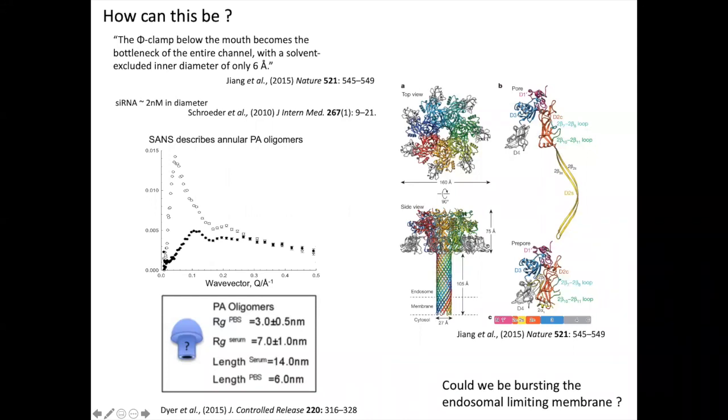We've made sure that our PA protein behaves in a predictable way. We've done small angle neutron scattering on the recombinant PA that we assembled into monomers. And the dimensions here agree with the dimensions published on PDB. However, this does beg the question, could we actually be bursting the limiting membrane of the endosome rather than having our material move through the lumen of the PA pore? So we thought this was a good question to answer.